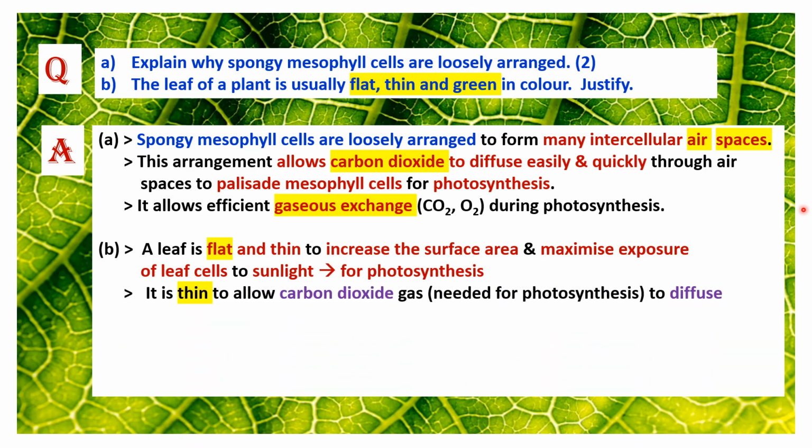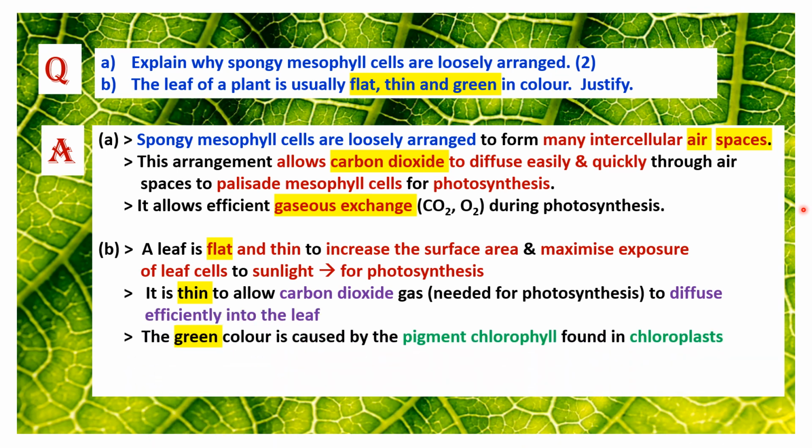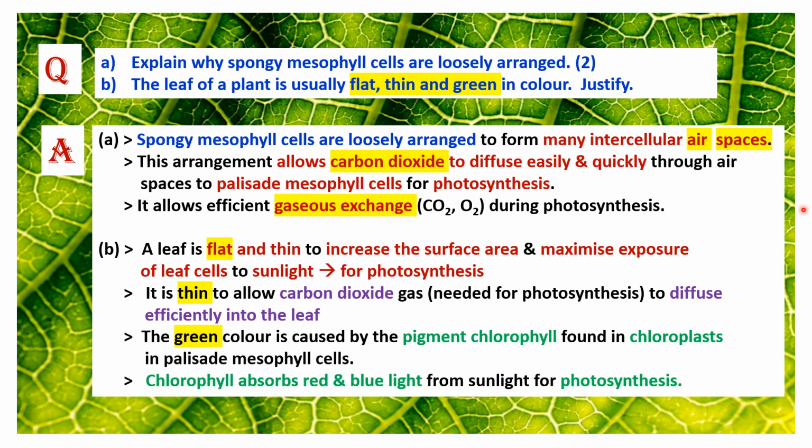Now, the leaf is thin to allow carbon dioxide gas needed for photosynthesis to diffuse efficiently into the leaf, and the green color is caused by the pigment chlorophyll found in the chloroplast in the palisade mesophyll cells and spongy mesophyll cells. So this chlorophyll, that's green in color, actually absorbs red and blue light from the sunlight for photosynthesis.